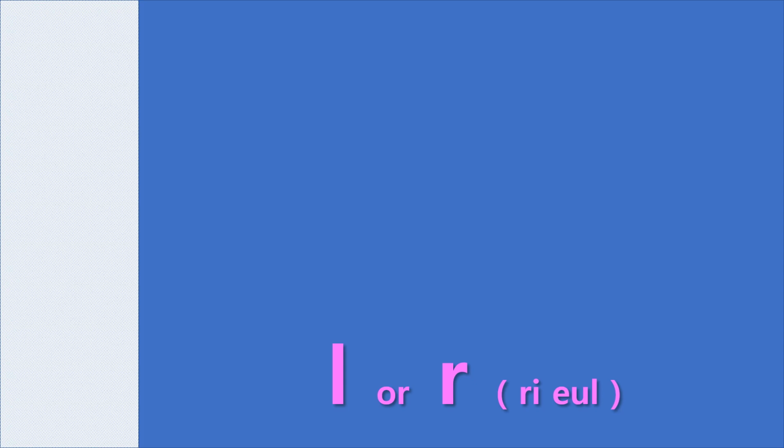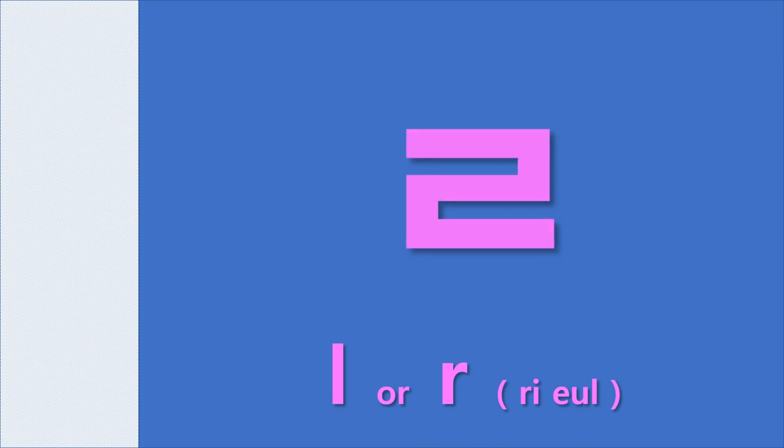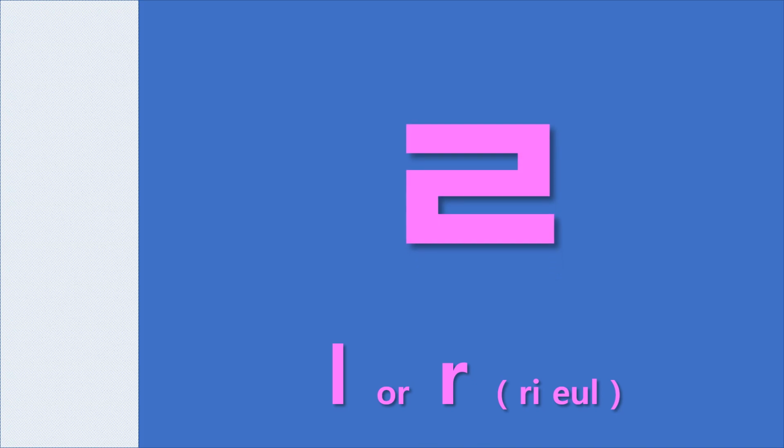And next one is L and R. Maybe I can't speak L and R very well, but in the Korean syllable, all consonants are the same, L and R. Do you wonder what letter it is? This one is 리을. 리을, 리을. Yes, it looks like a kind of snake or the number two, right? What is this? 리을.